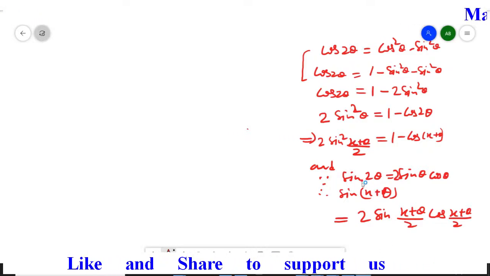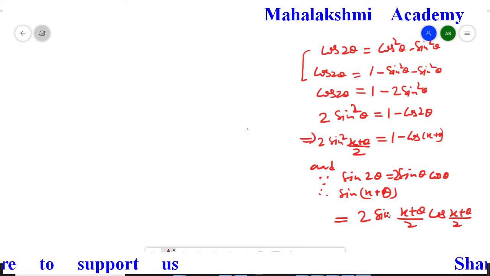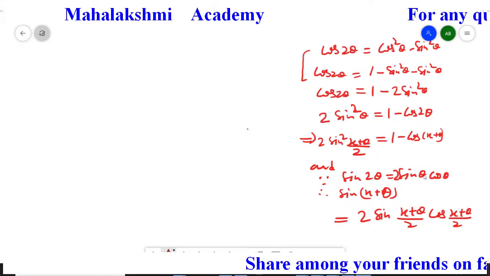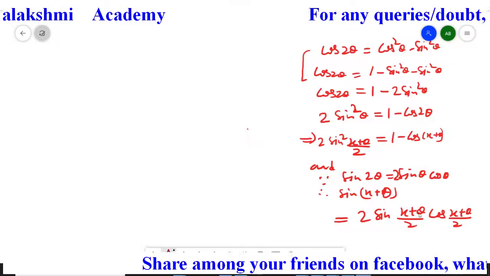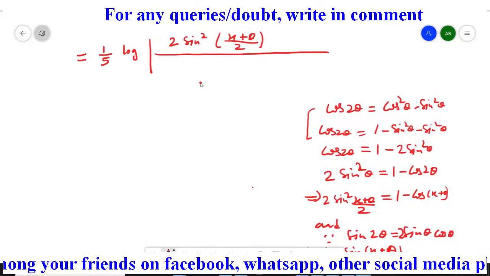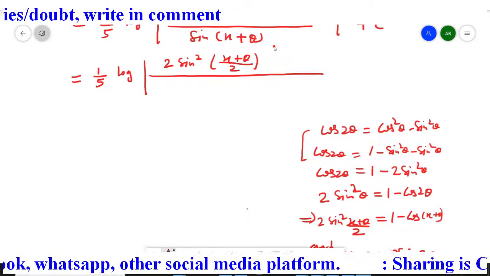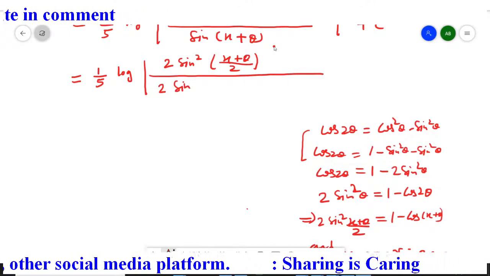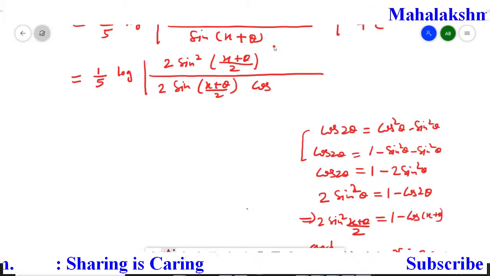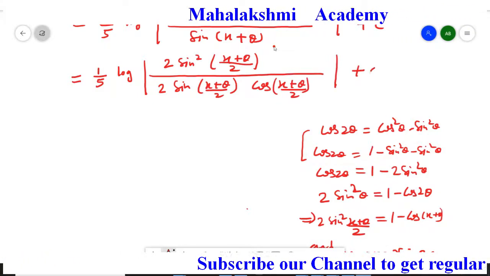So I hope it's clear to you. The sin 2 theta formula is 2 sin theta cos theta. From there, sin(x + theta) is 2 sin((x + theta)/2) and cos((x + theta)/2). So whatever angle you have here, just halve it. Here we have x + theta, so x + theta upon 2, and here also x + theta upon 2. Now we will replace this in the denominator. Within the denominator we have sin(x + theta), so it's going to be 2 multiplied by sin((x + theta)/2) and then cos((x + theta)/2), and then mod plus c.